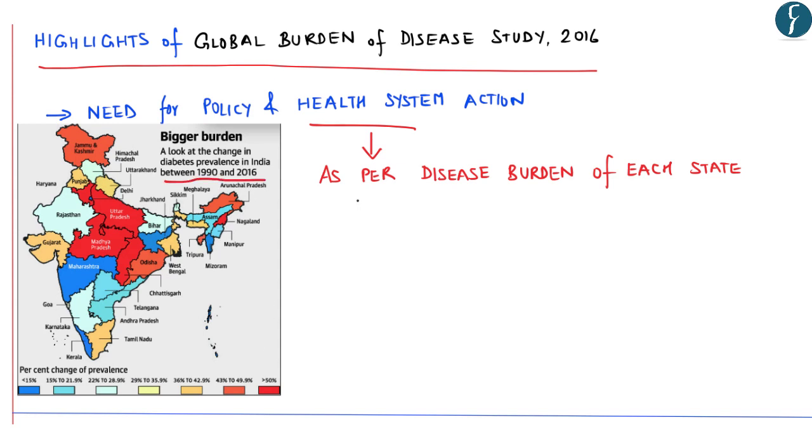So in this aspect, the news highlights that the need for policy and health system action must be as per the disease burden of each state, which you can see in this particular map where disease burdens of different states have been shown in terms of change in diabetes prevalence from 1990 to 2016, as this process will ensure more effective management and prevention of diabetes.